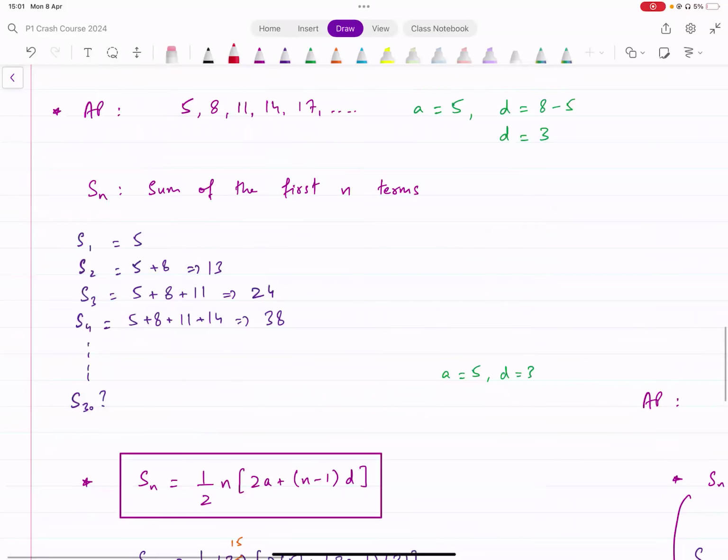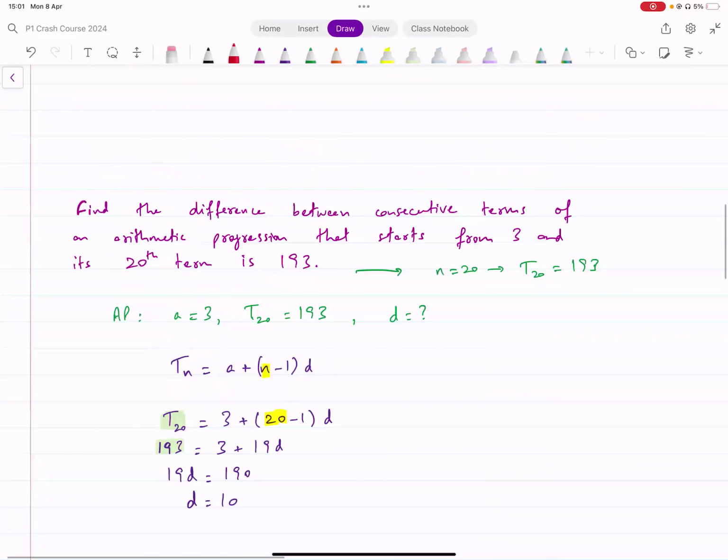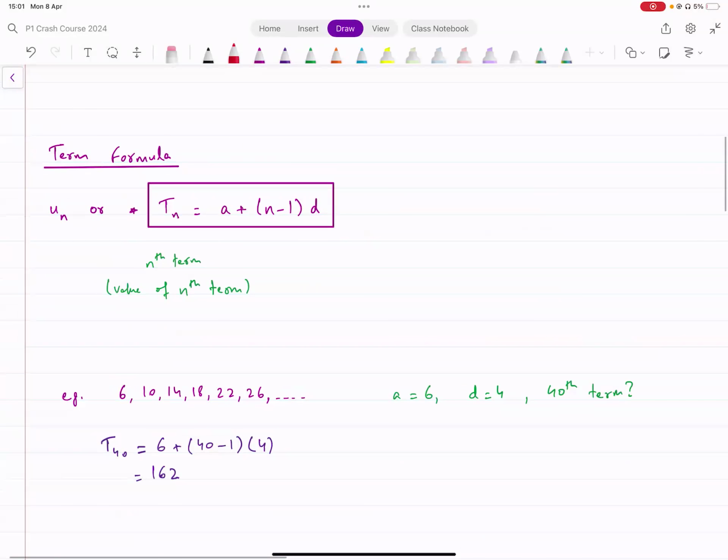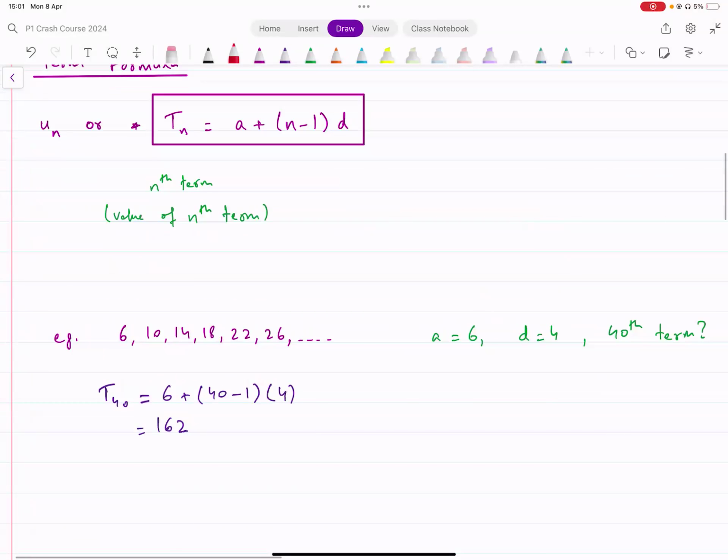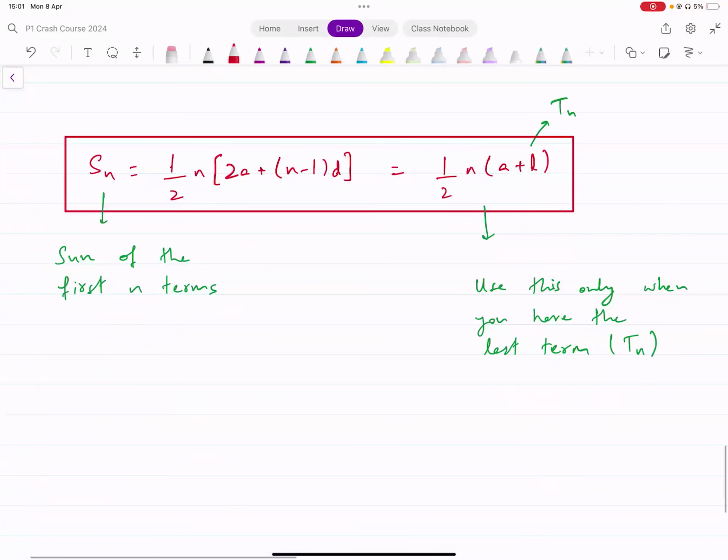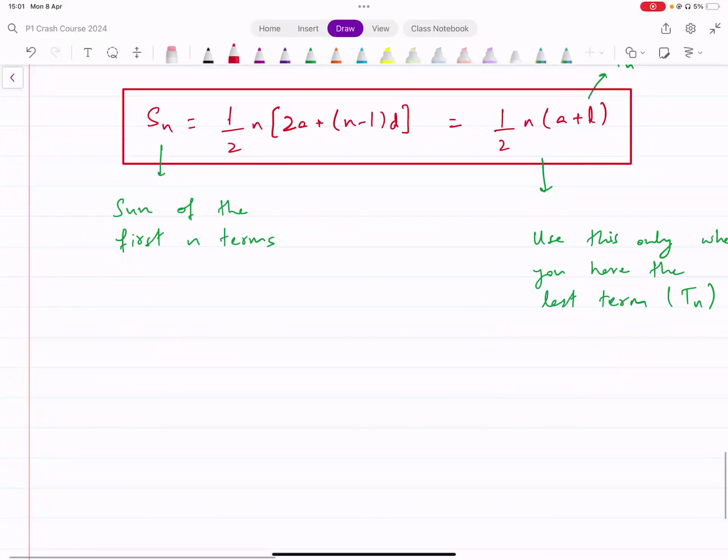So we have a term formula for AP. The term formula looks like this. Tn equals a plus n minus 1 into d. We have two sum formulas for AP. These are the two sum formulas. And we discussed when you should use which one. Okay? All right, let's move on.